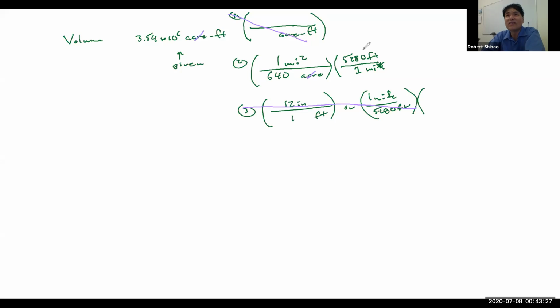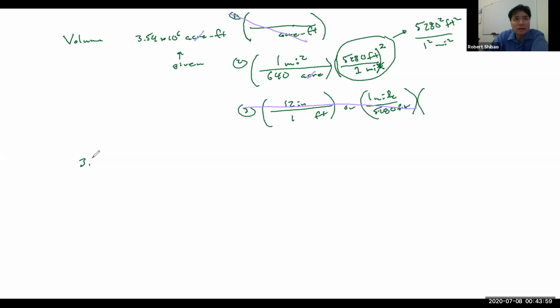So this is what we're going to do. We're going to take this one and then square the whole thing. If we do that, then this one is going to end up as 5,280 squared, foot squared, divided by 1 squared, miles squared. And so now I have the relationship between square miles and square feet.